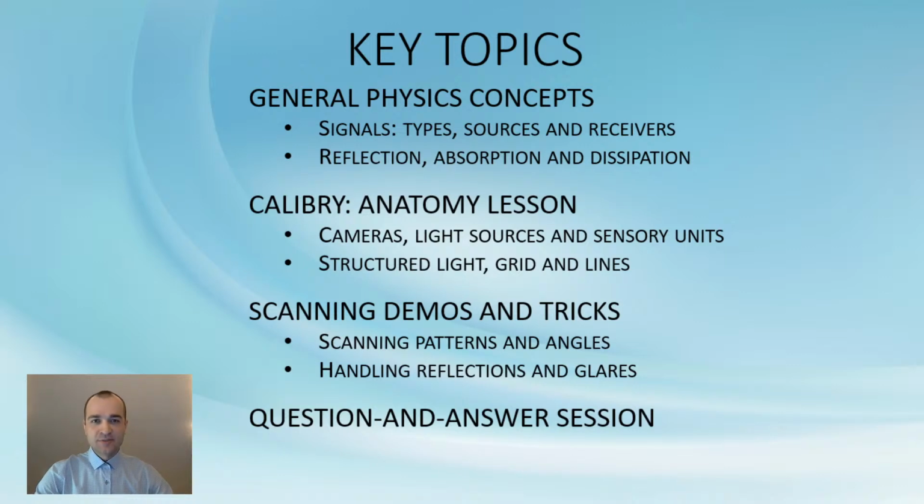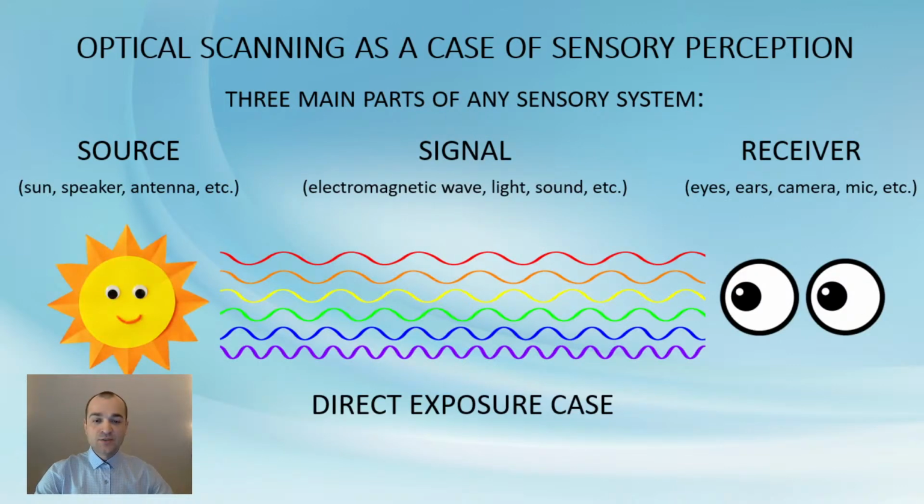So let's begin with some physical concepts first of all. What we have to understand here is that scanning, optical scanning, is just a case of sensory perception. We have some kind of source of signal which emits the signal to the receiver. So there are three major components: a source of signal, the signal itself, and some kind of sensor which can perceive the signal. I'm using light here as the source, as the most obvious example. But we also can use, for example, a speaker as a source of a signal, and then the signal would obviously be sound, and the receiver would be some kind of microphone or our ears.